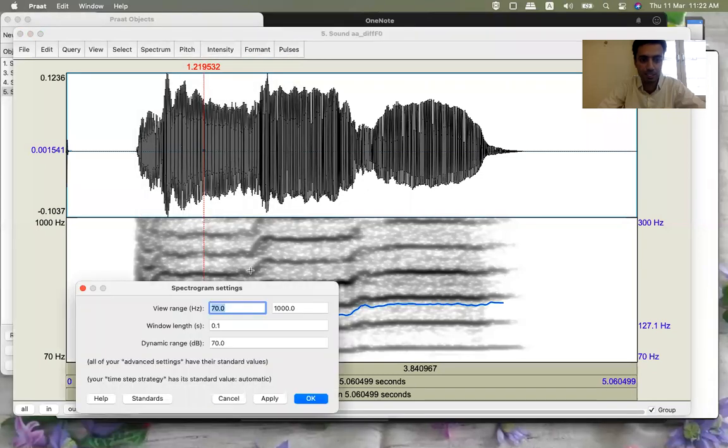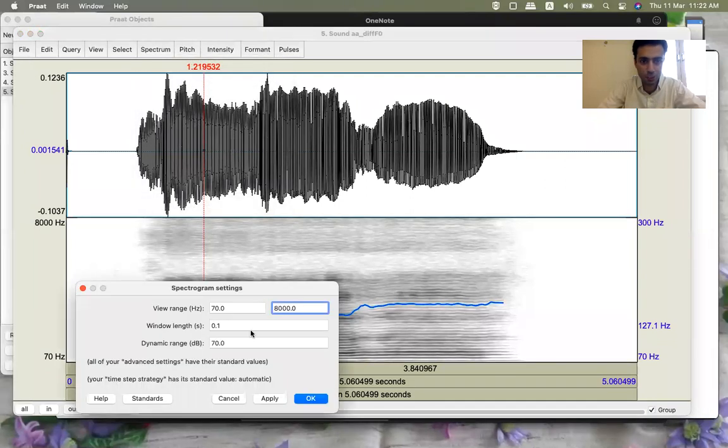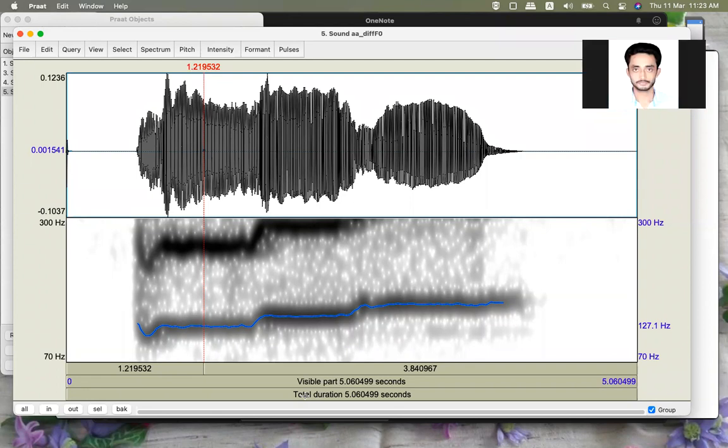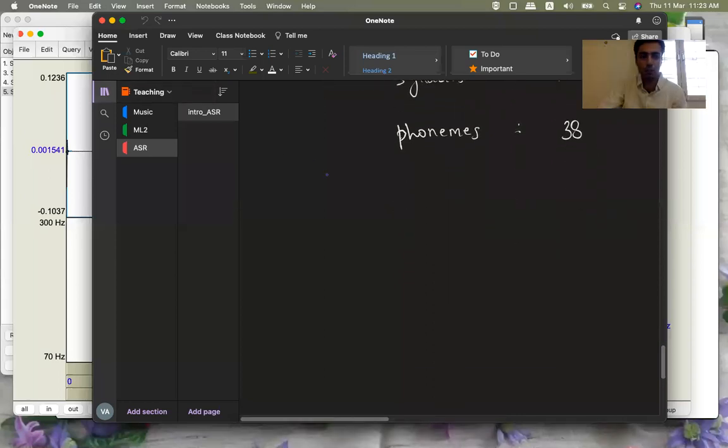I go to spectrogram settings. I change it to, let's say, 5000 or 8000. What do you see? Okay, let me just go back. Show spectrogram settings. Let us also make it 300. What do you get now? Can you see something? All of you understand what is a spectrogram? Yes or no? Yes, sir. Okay, great. In case you don't remember, I will just remind you what a spectrogram is.